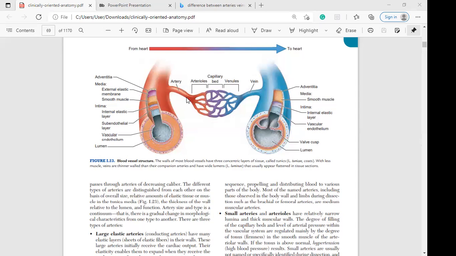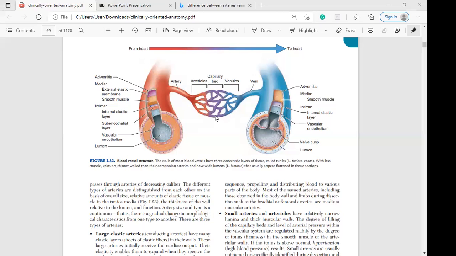Now, the question is, why do you think that this capillary doesn't have a tunica media, for example? Because the tunica media contains what? What does the tunica media contain? The smooth muscles, yes. And what do you think is the function of these smooth muscles?